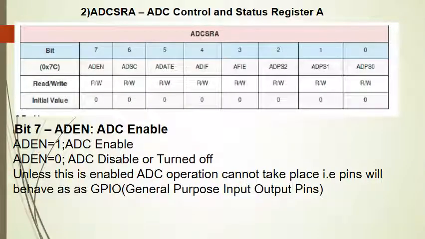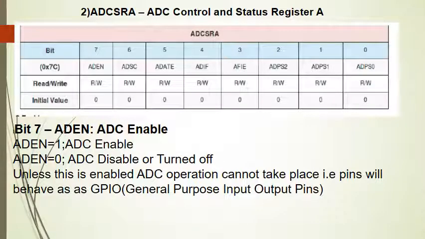Coming to the next register, that is the ADC control and status register A. As the name suggests, this register is used for controlling the ADC, and some of the bits of this register will provide us with the status. That means what is happening in the analog to digital converter.